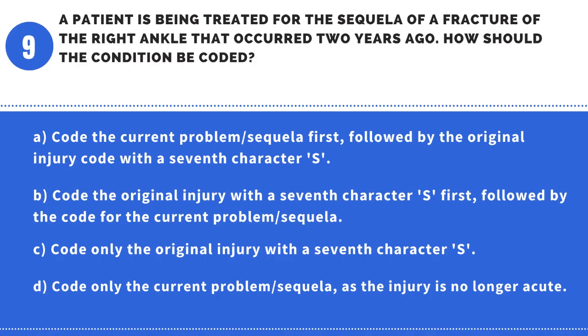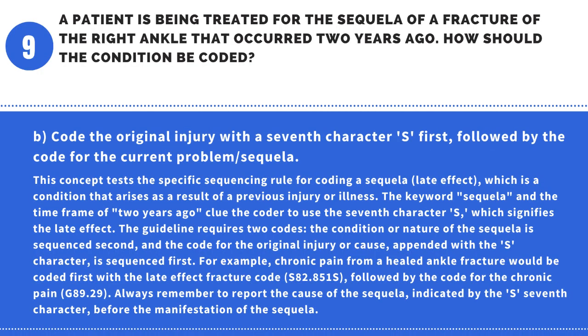Question 9. A patient is being treated for the sequela of a fracture of the right ankle that occurred 2 years ago. How should the condition be coded? I. Code the current problem/sequela first, followed by the original injury code with a 7th character. B. Code the original injury with a 7th character first, followed by the code for the current problem/sequela. C. Code only the original injury with a 7th character. D. Code only the current problem/sequela, as the injury is no longer acute. Answer B. Code the original injury with a 7th character first, followed by the code for the current problem/sequela.